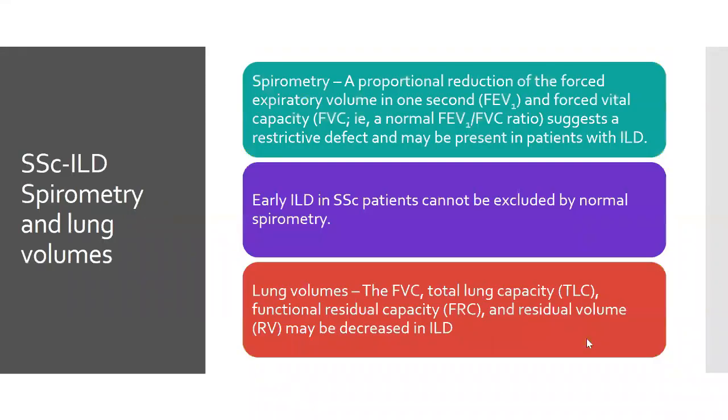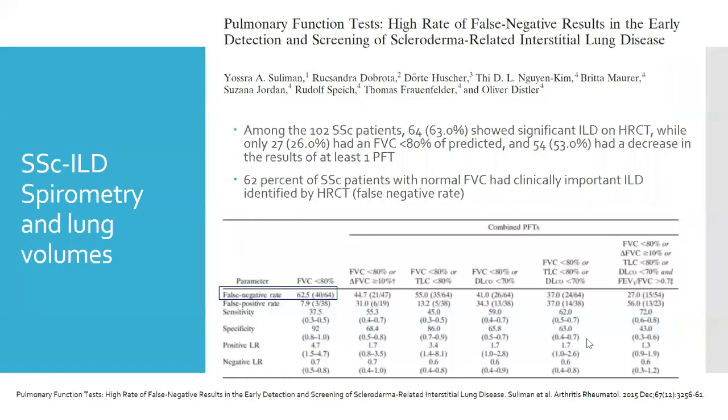First, talking about spirometry and lung volumes, as we know, proportional reduction in FEV1 and FVC with normal ratios can be suggestive of a restrictive lung defect, and that can be present in patients with scleroderma. However, what is really important is that interstitial lung disease in scleroderma cannot be ruled out based on spirometry alone. This study focuses on that point. It was published in the Journal of Arthritis and Rheumatology in 2015.